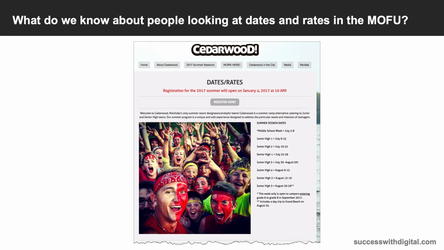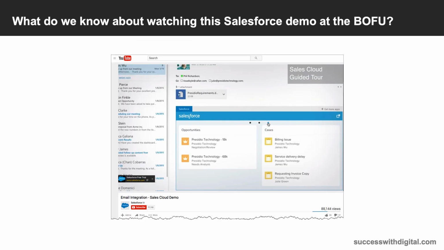What do we know about people looking at dates and rates in the middle of the funnel? Well, they're most likely looking to buy tickets or to register. And what do we know about watching the Salesforce demo at the bottom of the funnel? They're most likely taking a good hard look at how the platform works because they're seriously thinking about purchasing. So by offering that content, it might help push them over that finish line.